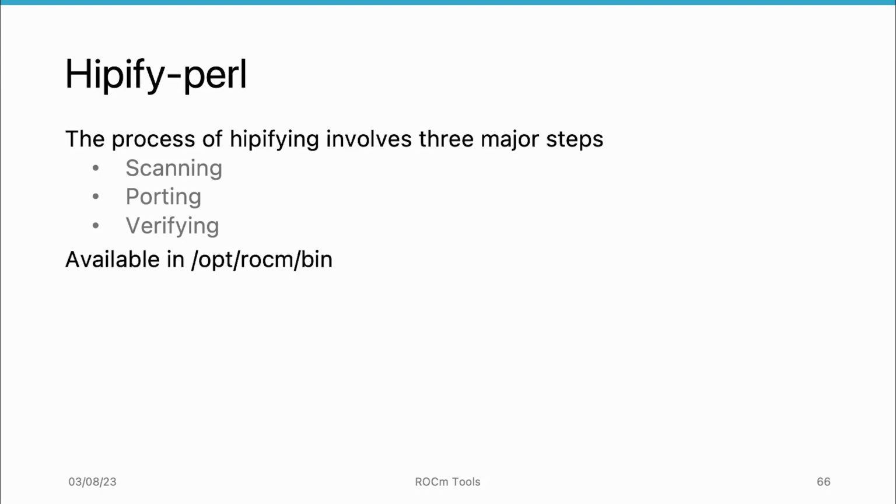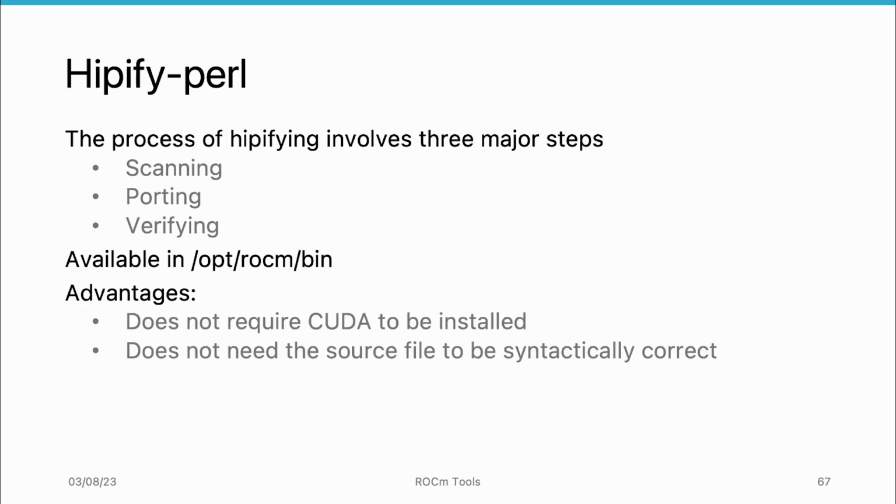If we have a standard ROCm installation on our computer, we will find hipify-perl located in the /opt/rocm/bin directory. The first advantage of hipify-perl is that it does not require CUDA to be installed on the system. This means that developers can convert their CUDA code to HIP without having to worry about whether or not CUDA is installed on the system.